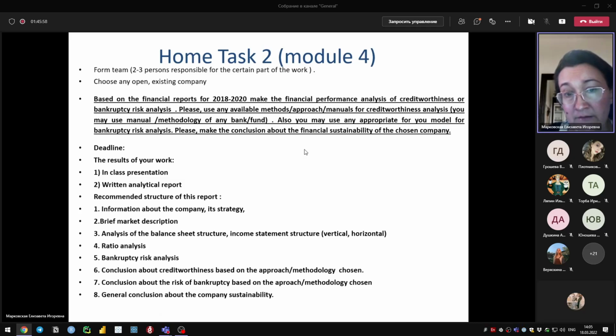The main idea is to make the creditworthiness analysis or bankruptcy risk analysis, and present the results of your work in a class presentation and a written analytical report, and here is the structure of your report. Please pay attention that the ratio analysis is the obligatory part of your report. Then, depending on your choice, the bankruptcy risk analysis based on the chosen model, or the conclusion about the creditworthiness based on the chosen methodology. And the obligatory part is a general conclusion about the company's sustainability.